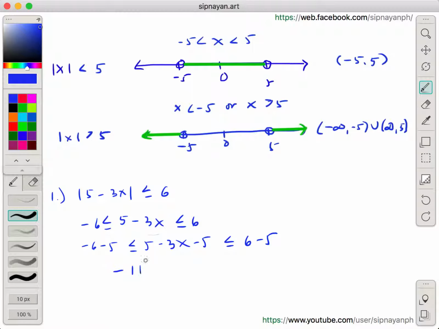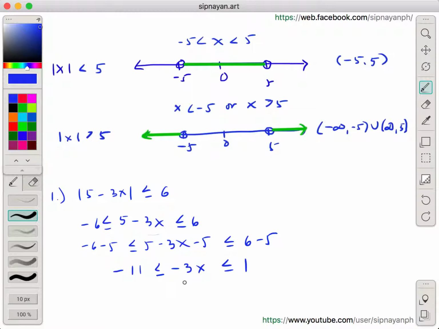So it becomes negative 11, and 5 minus 5 is 0, so only negative 3x remains here, and here it is just 1. You don't have to write all this out. If you are good at equations, you can actually do it mentally. We are just detailing it for the others.